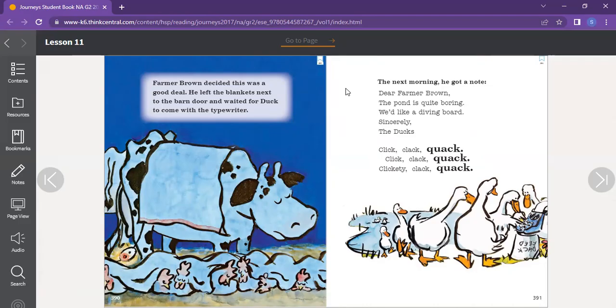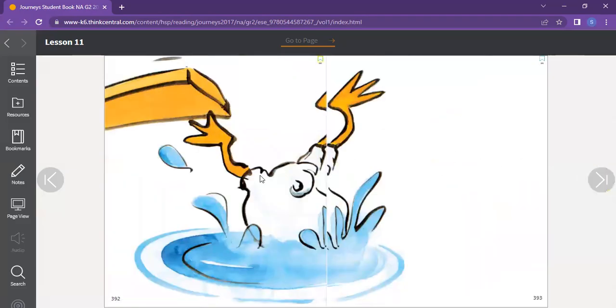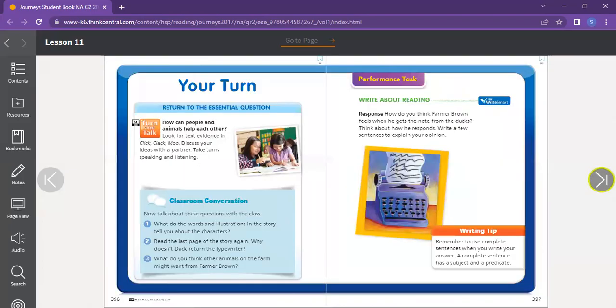The next morning he got a note. "Dear Farmer Brown, the pond is quite boring. We'd like to have a diving board. Sincerely, the ducks." Click, clack, quack, click, clack, quack. So they decided they want a diving board just to give him the typewriter as well. And here the duck got what she wants. That's our story. And let's move to the grammar.